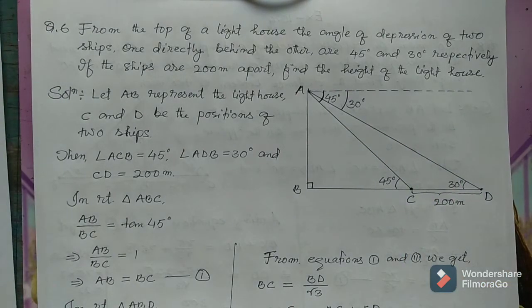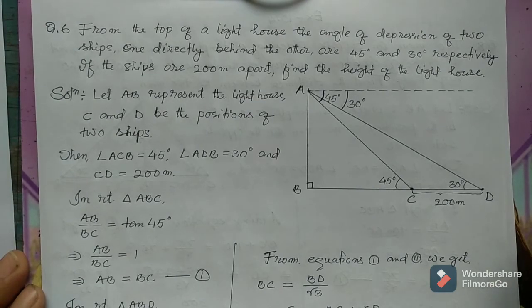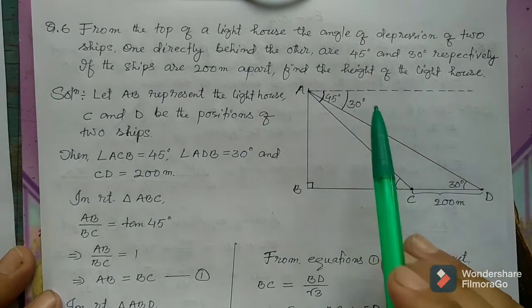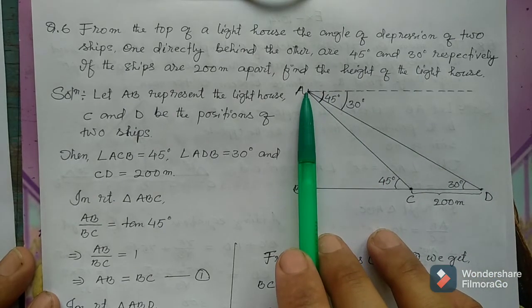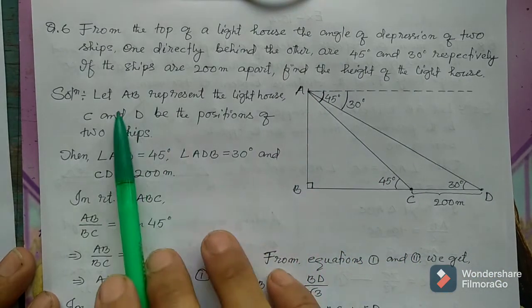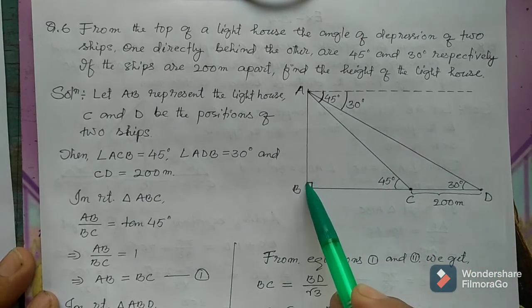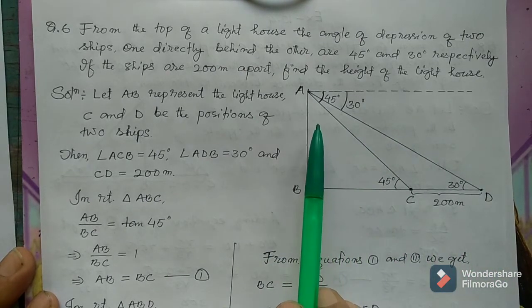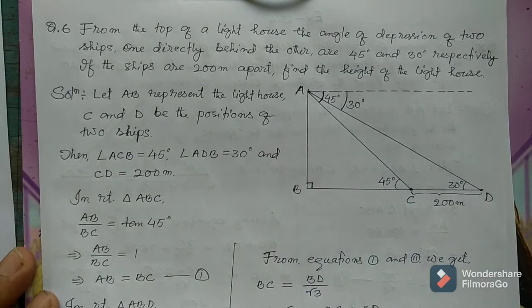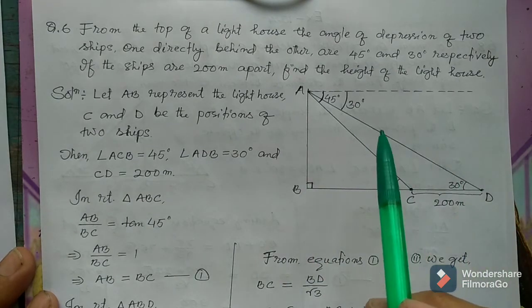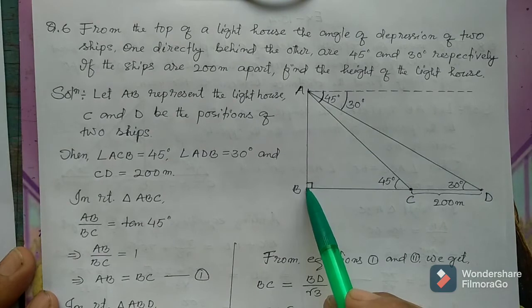So for every question of this exercise, first try to understand the question and then represent the question pictorially. That means you have to draw a figure. So here is a figure. Here AB represents the lighthouse, which is perpendicular to the ground level or horizontal, and here we are given angles of depression.